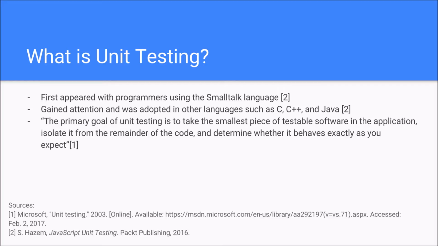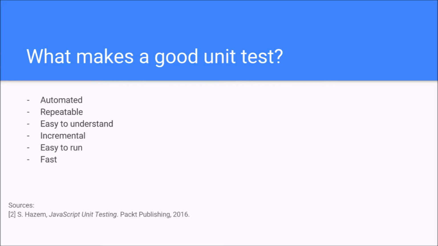Well, its primary goal is to make the smallest piece of testable software in an application and to isolate it from the remainder of the code and to determine whether it behaves exactly as you expect. Okay then, so we're going to take small parts of our program and test them individually. How then do we know that the test itself was written well? The obvious answer would be if it runs our code and shows us if the results were what we expected.